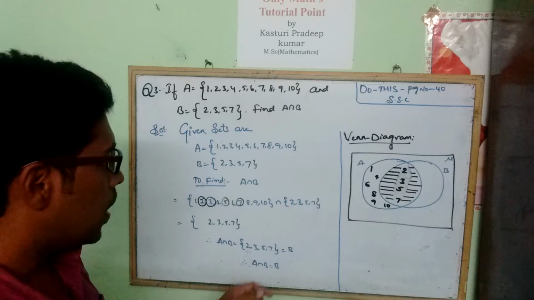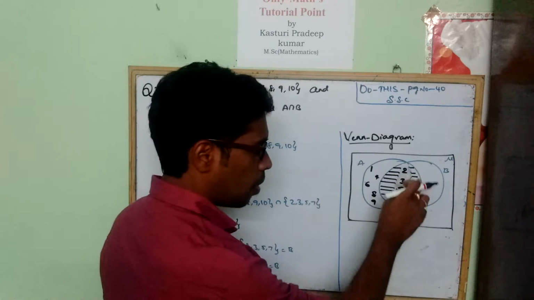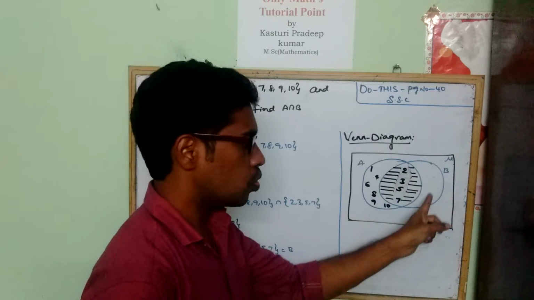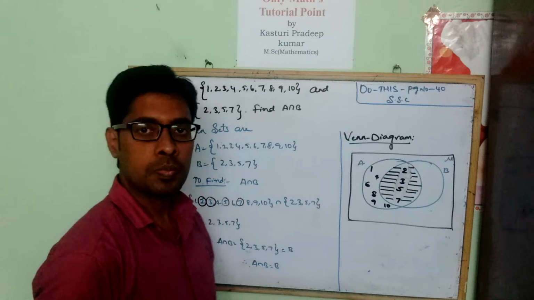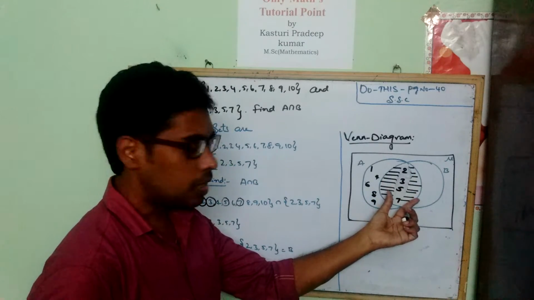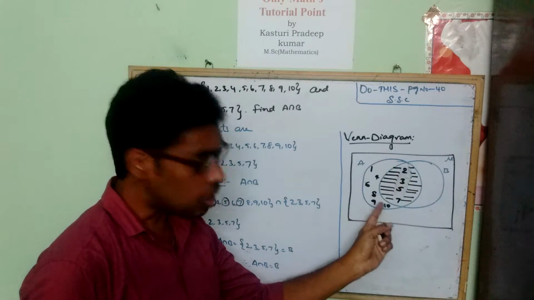Okay. Now coming to B set. B set contains only these common elements guys. They did not give other elements, so no need to mention here. Okay. Understood? So these are the common elements, belonging to both A and B, whereas this belongs only to A.